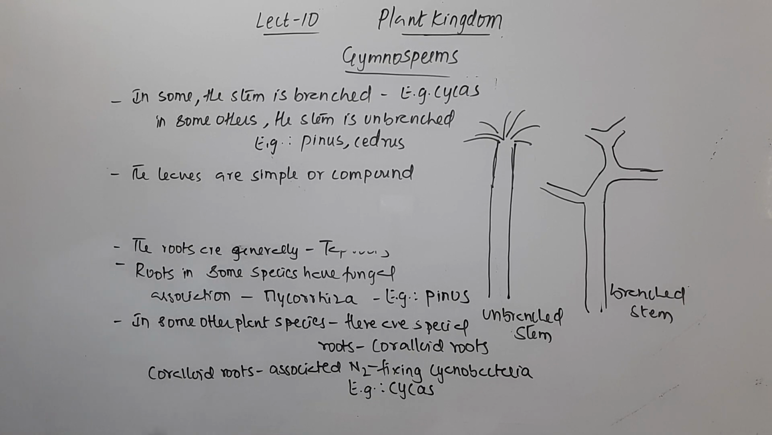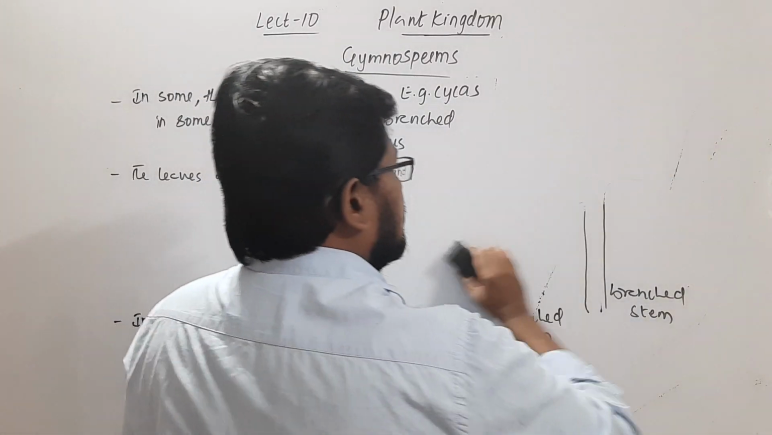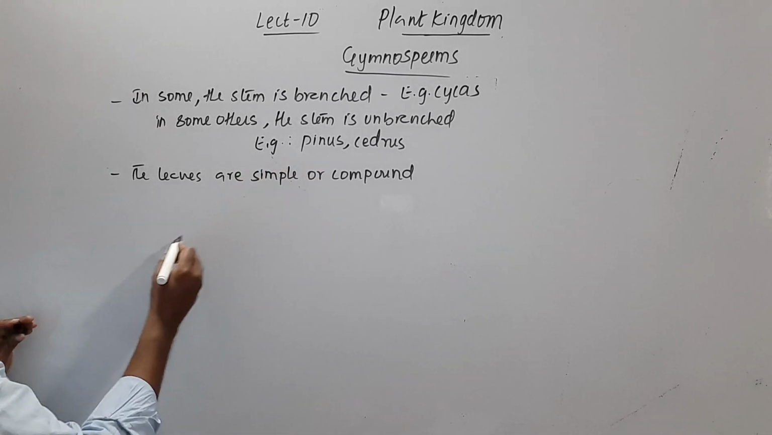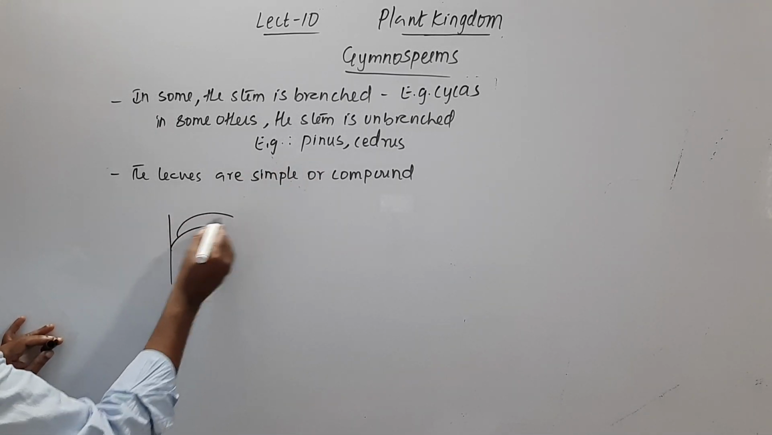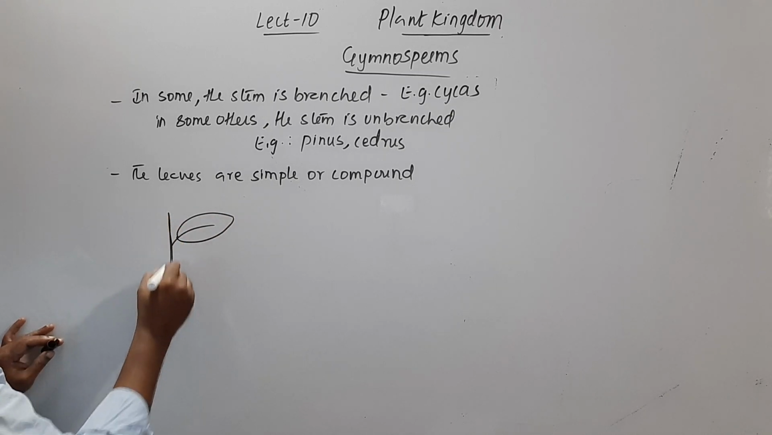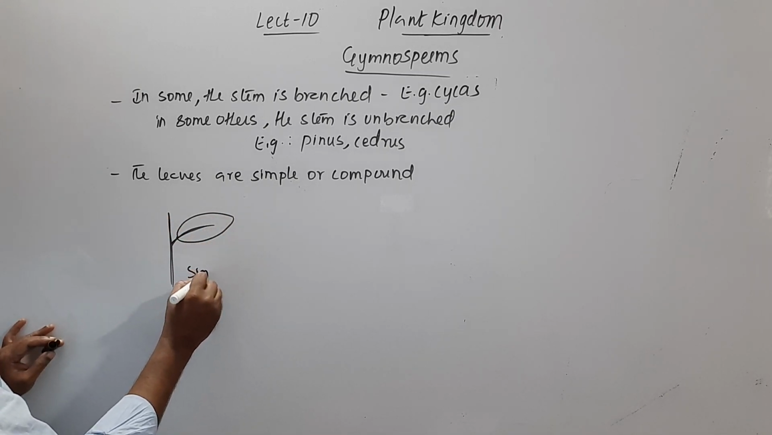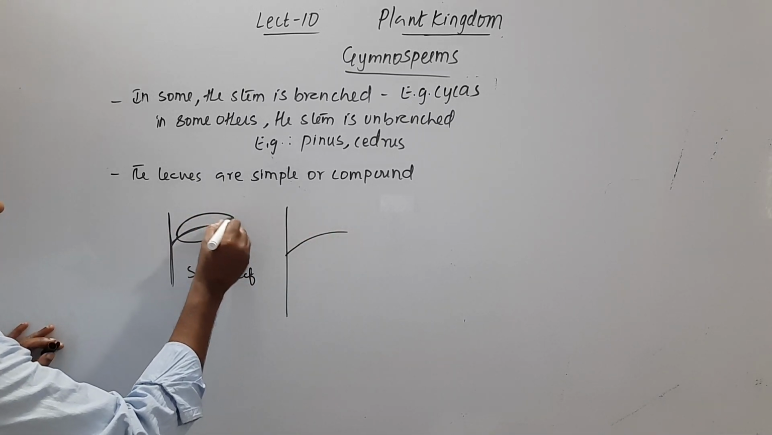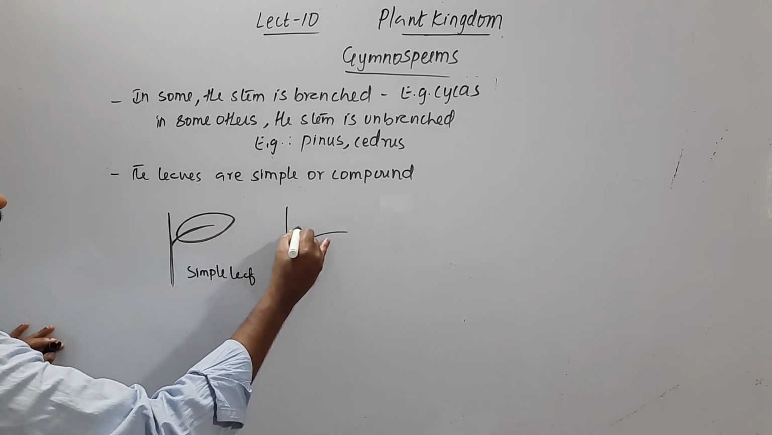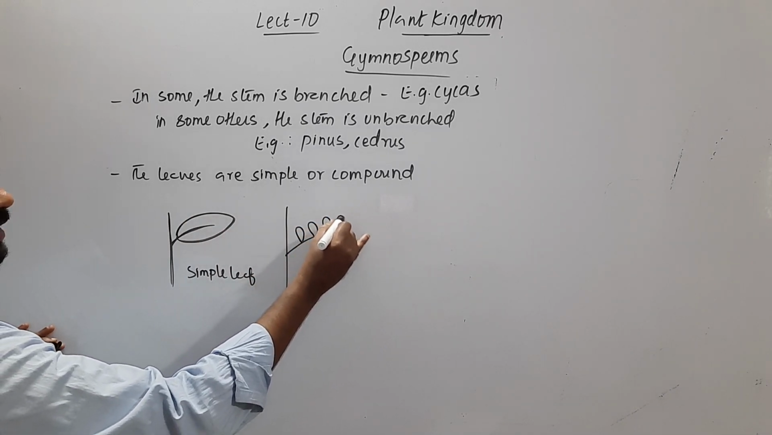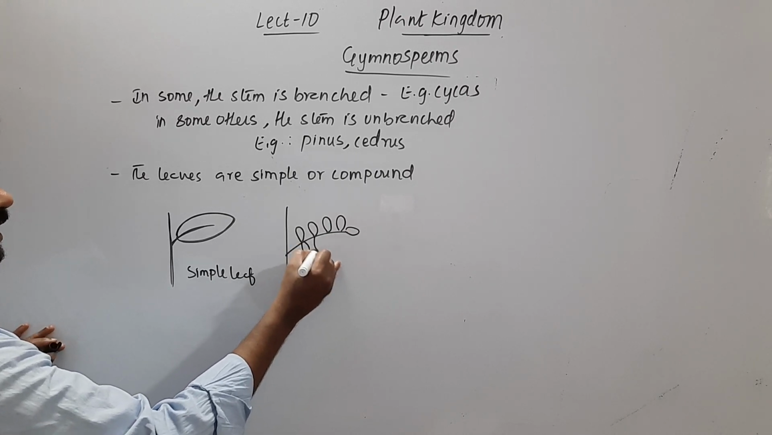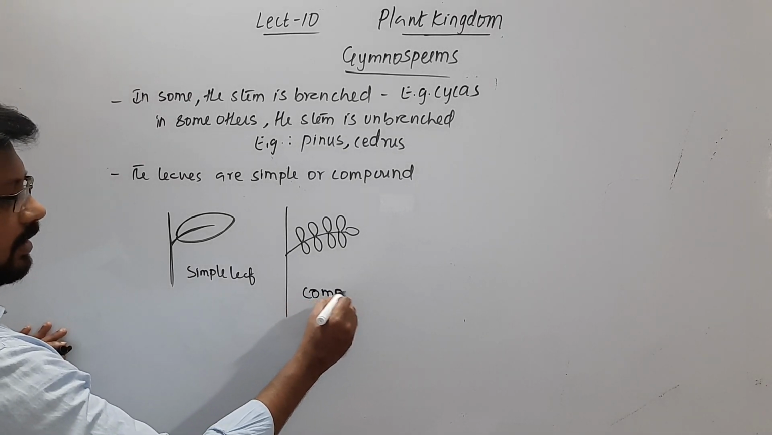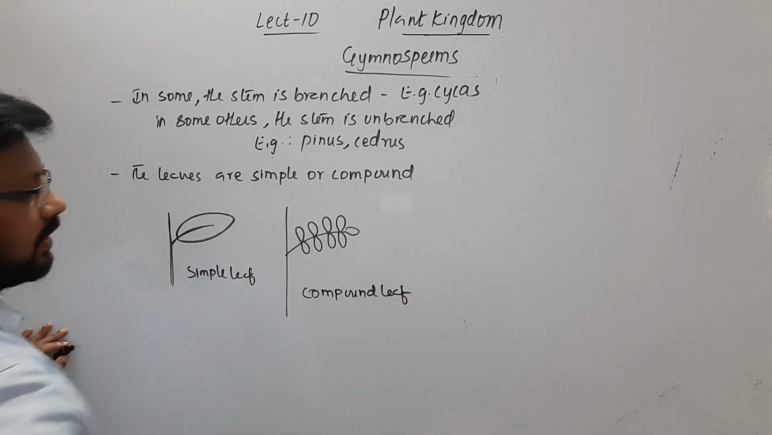So let's see what these simple or compound leaves are. If you see the leaf directly attached to a stem in this way, this is a simple leaf. And if the lamina, this is the leaf lamina, gets divided and results in the formation of small leaflets like this, then this is a compound leaf.